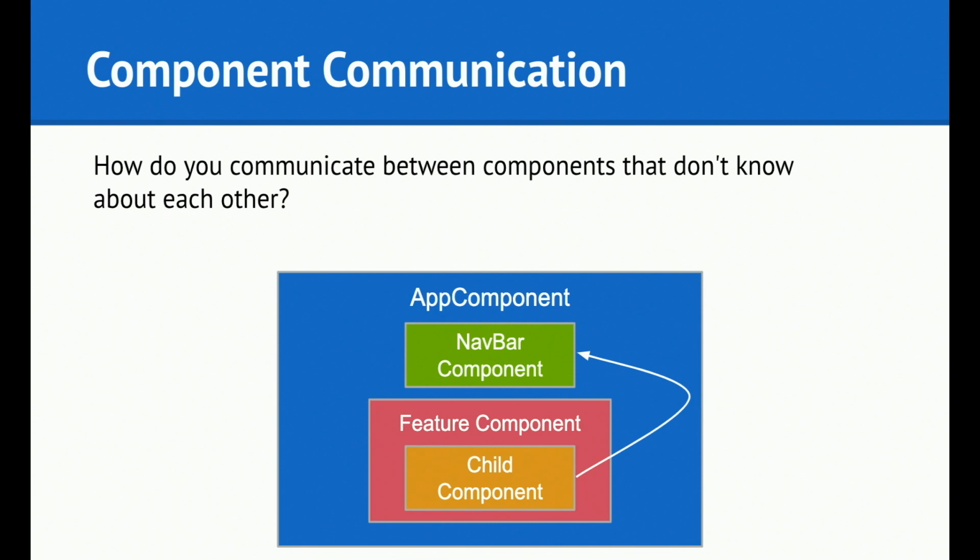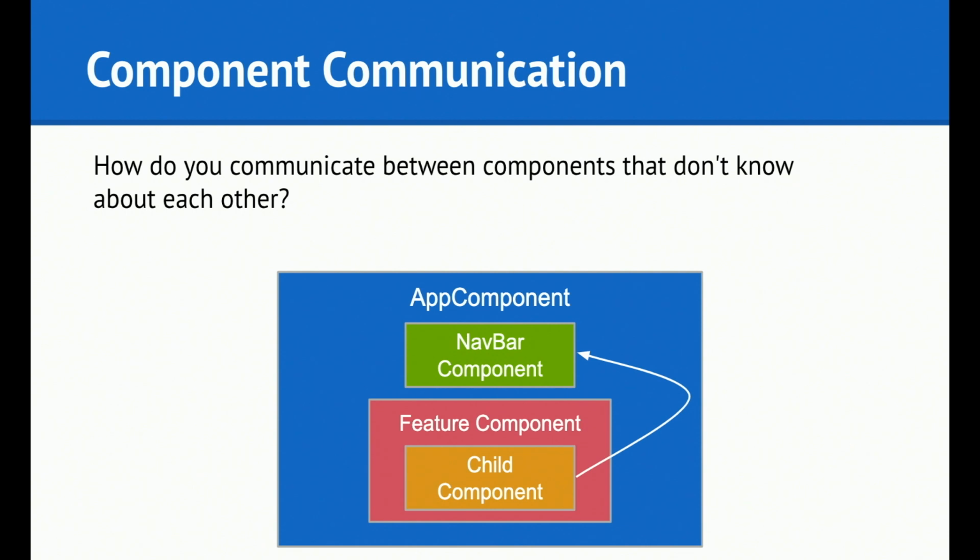So I recently gave a talk at ngConf, which is online as well. You can get more details if you're interested; it's related to RxJS and subjects. So what if I need to communicate from this child down here all the way up to a nav bar? What do we do? The short answer is you just don't do that. You just tell the customer, sorry, we don't support that feature. No, don't do that.